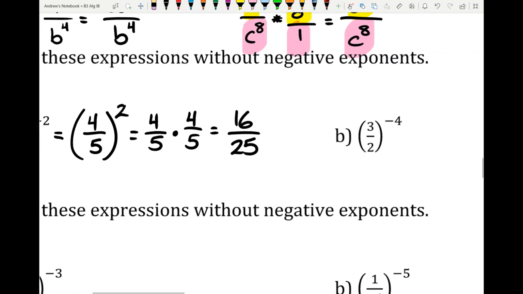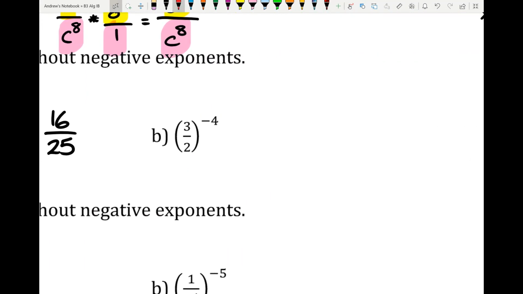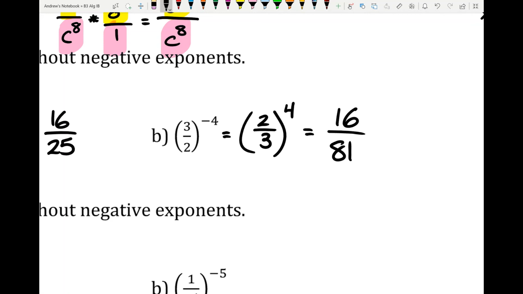If I've got 3/2 to the -4th, again, start off the same way. We had 3 over 2. Now it's 2 over 3. And then we change that from a -4 to a +4 for that exponent. It's the same thing. I could do 2/3 times 2/3 times all that 4 times. What I'm going to end up with is 16 81sts.